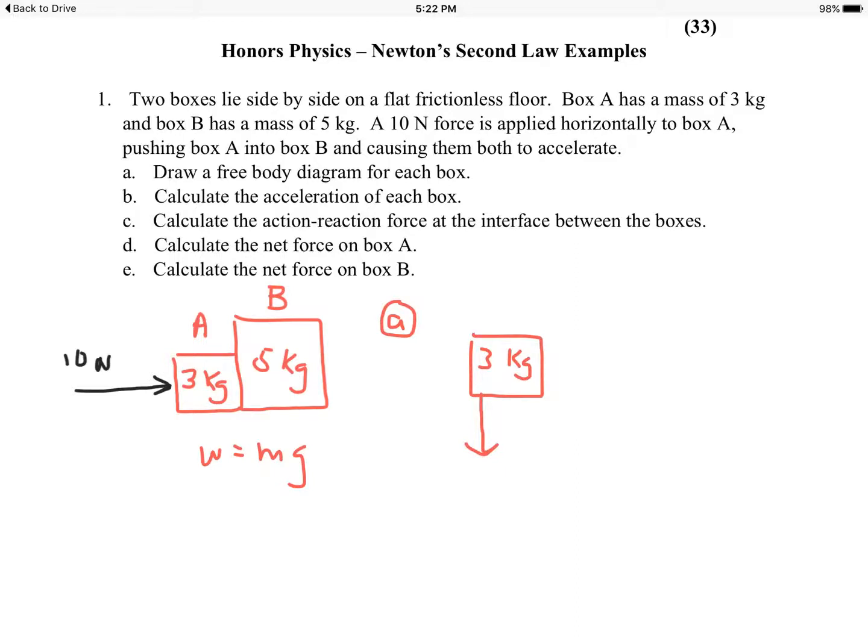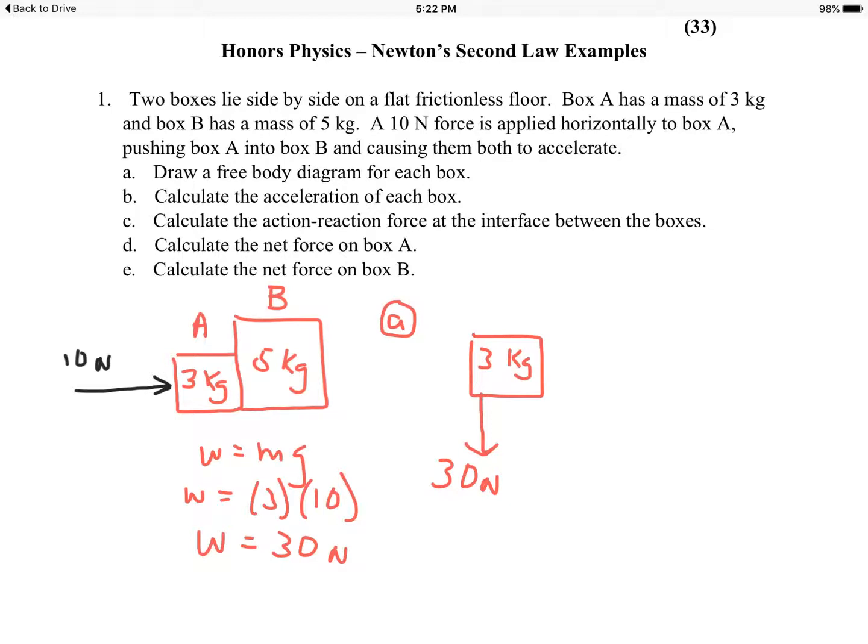And I'm going to do some rounding here. The weight of that box is the mass, 3 times g, which is 9.8, or if you want to use 10 for g, the acceleration due to gravity, the weight of that box is 30 newtons. Slightly under that if you use the 9.8, but let's just use the rounded off version, 30 newtons. That's the force of gravity.